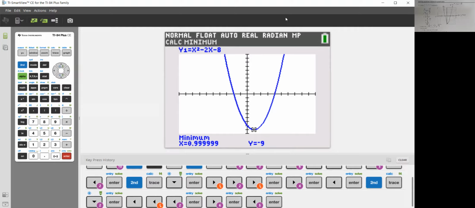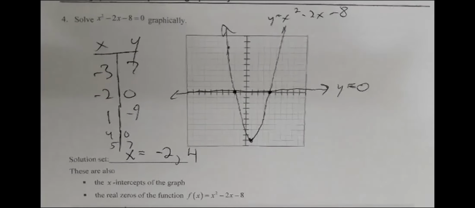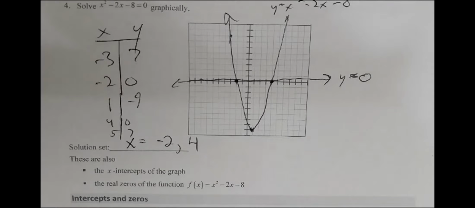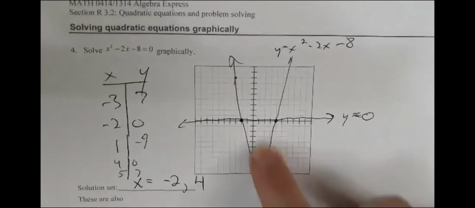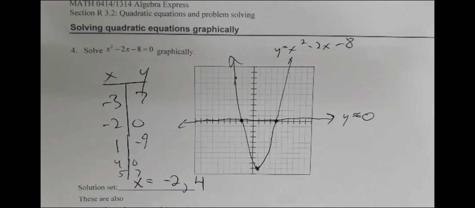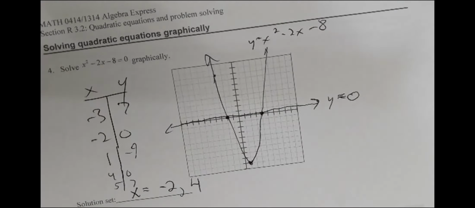Let me stop the share. Okay, so back to this problem. If we want to talk about intercepts and zeros, and we're talking about a parabola and how it can intersect this line, let's look at maybe all the different ways that a line can intersect a parabola.